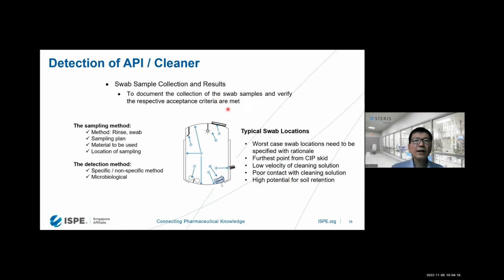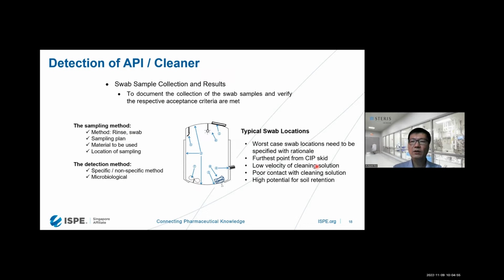Of course, the determination of the swab locations is very important. So any swab locations on your process equipment need to be justified and documented. The sampling method as well, the plan, materials to be used for the sampling location and the sampling. Of course, in your cleaning validation, you need to specify exactly the location of your swab samples. So detection methods can be specific, for example, HPLC methods, or non-specific, such as TOC methods. Microbiological requirement as well.